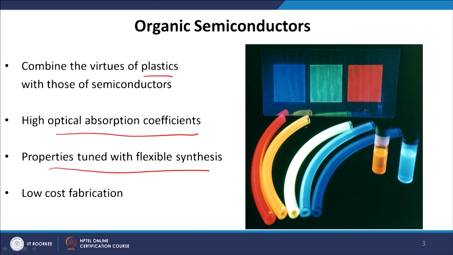For example, here also we are showing 4-5 different varieties of the same semiconducting tube which emits at different colors. One is red, another is yellow, another is white, something is blue. So, by tuning their optical properties, by changing the synthetic protocol is much easier in this class of organic semiconductors. So, this is one of the major advantages of organic materials.